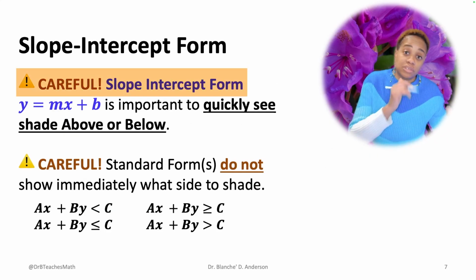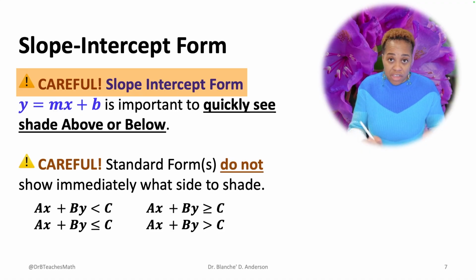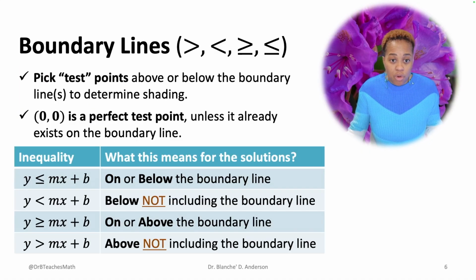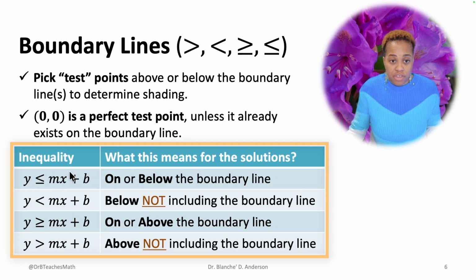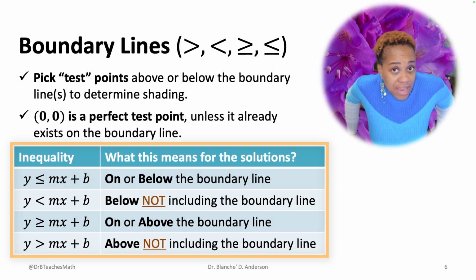Now, careful. I just said this. You want to make sure you put it in slope-intercept form. If you put it in slope-intercept form, you can rely on this chart immediately. If you leave it in standard form, it's going to be a little hard to determine which side to shade on. You can still pick test points. Test points always work. That never changes.